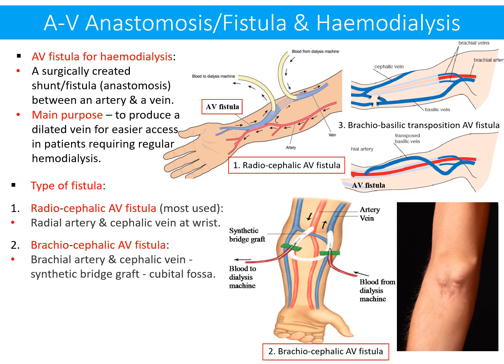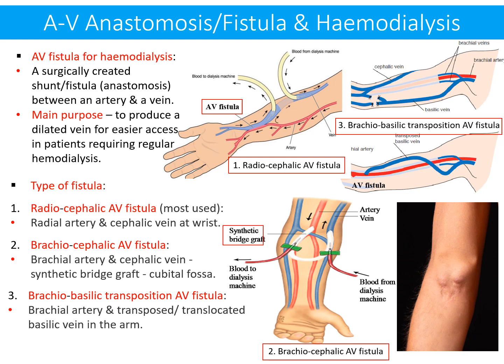Number two is brachiocephalic arteriovenous fistula. This is created between brachial artery and cephalic vein by placing a synthetic bridge graft in the area of cubital fossa between the two vessels. Number three is brachiobasilic transposition arteriovenous fistula, which is created between brachial artery and transposed or translocated basilic vein in the area of the arm.